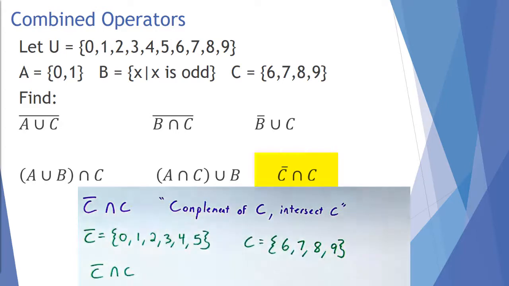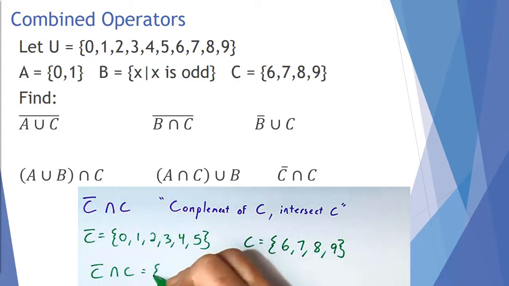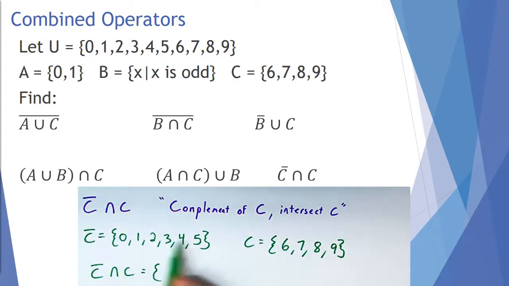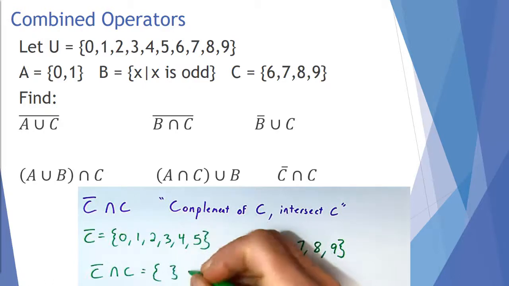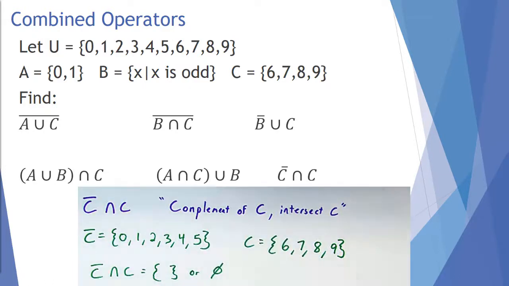The intersection of C and its complement, so we're looking for the numbers that are in both the complement of C and C. And of course, there are no numbers in the set and its complement. And in fact, it's one of the properties of sets that if you intersect any set with its complement, you won't find any common elements. That gives us the empty set, or if you prefer, a circle with a line through it.